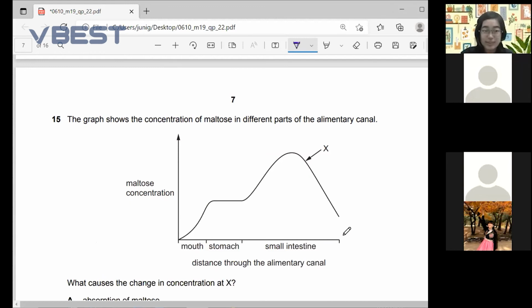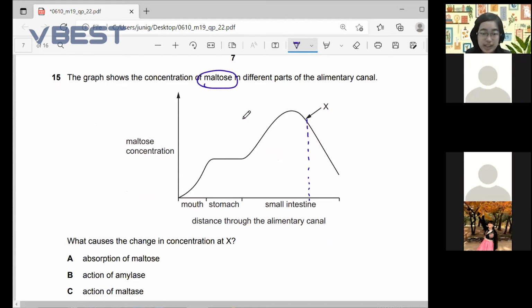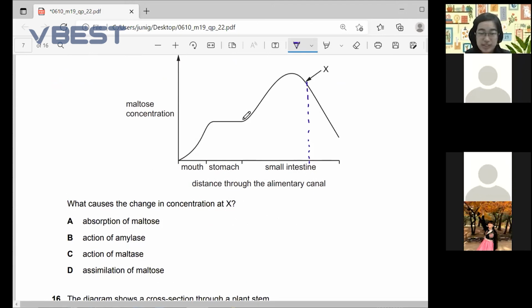Next one, number 15. The graph shows the concentration of maltose in different parts of the alimentary canal. What causes the change of concentration at X? This is the concentration of maltose. Sorry, I think I blocked out D. So these are the options. By the way, maltose is a carbohydrate. Now, you can see the concentration of maltose is dropping significantly.